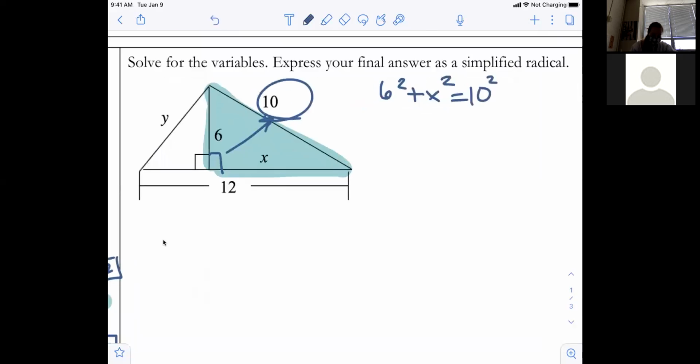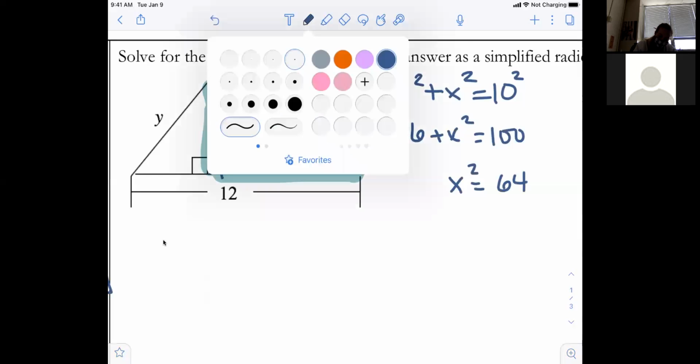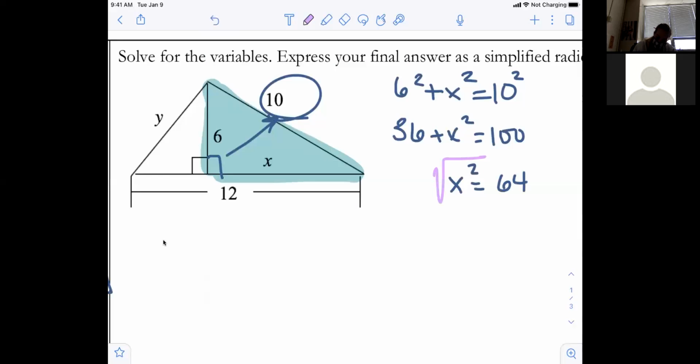6 squared is going to be 36. X squared stays as x squared, and 10 squared is 100. Minus 36 from both sides. I get 64. And then now I get to square root both sides, and I get x equals 8.